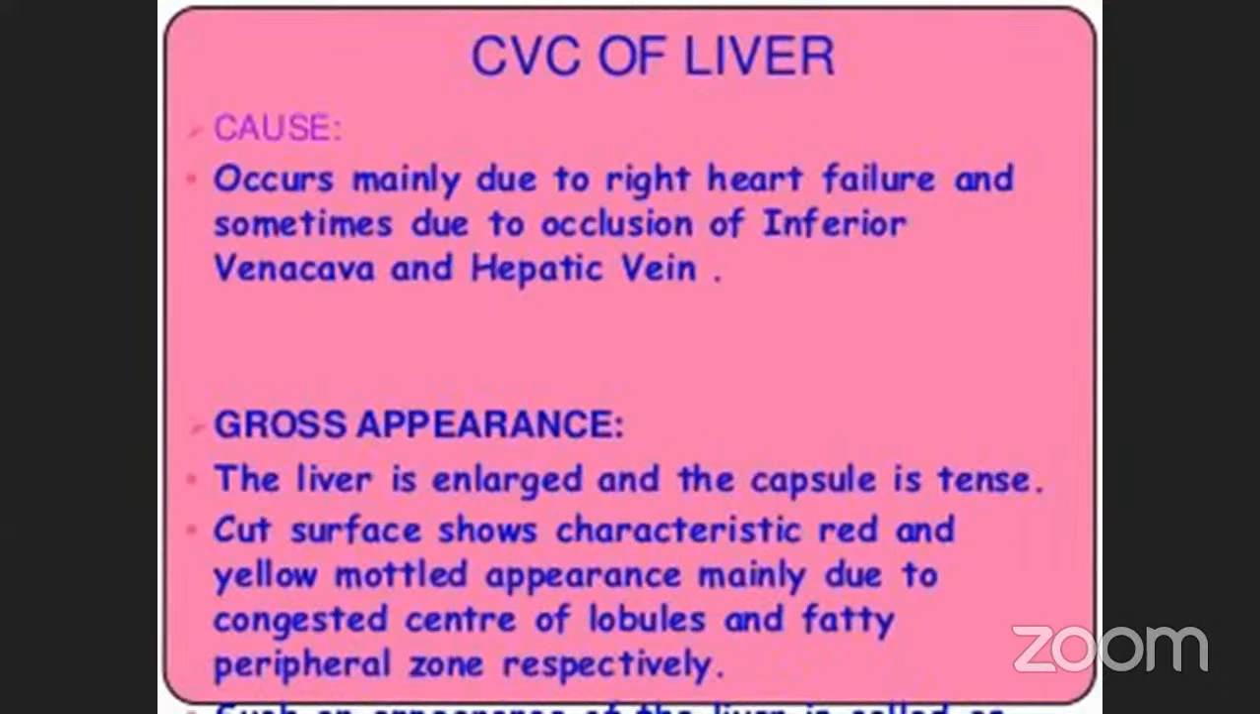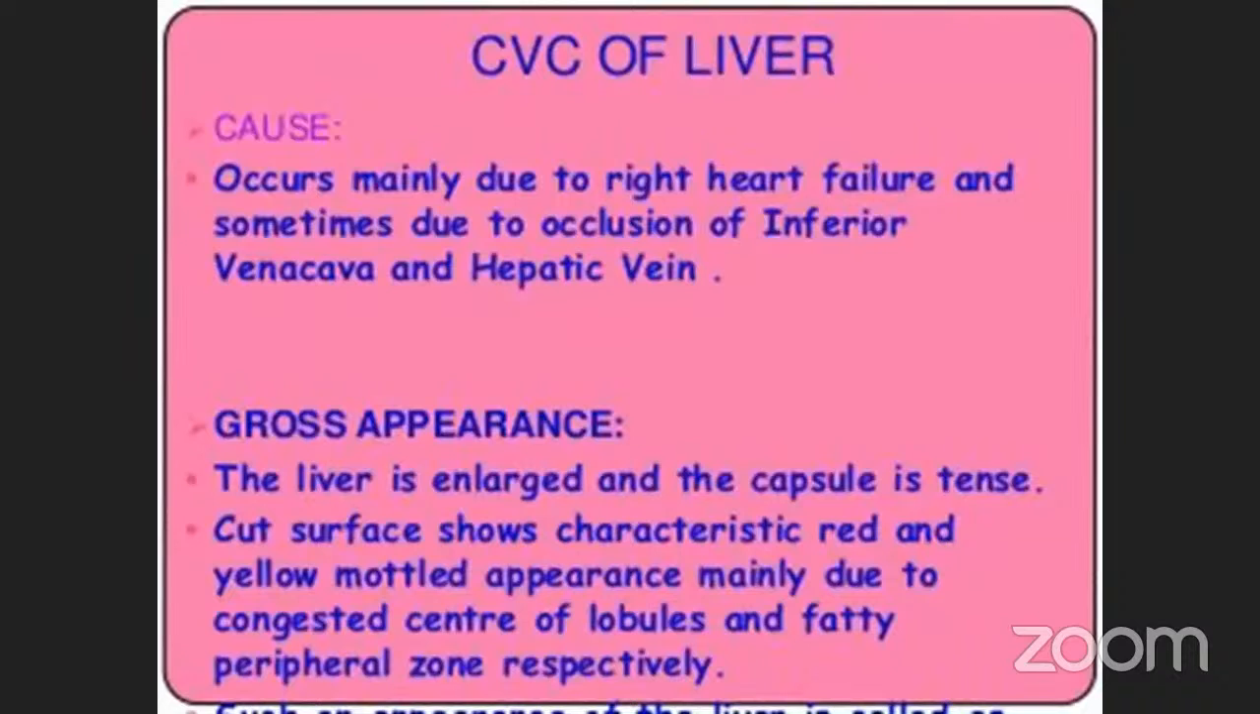Now, an example we will study is chronic venous congestion of the liver. Another example is chronic venous congestion of the lung. Chronic venous congestion of the liver occurs mainly due to right heart failure. If the right side of the heart is not working, then the blood gets stagnated first in the liver, then in the legs or lower part of the body.